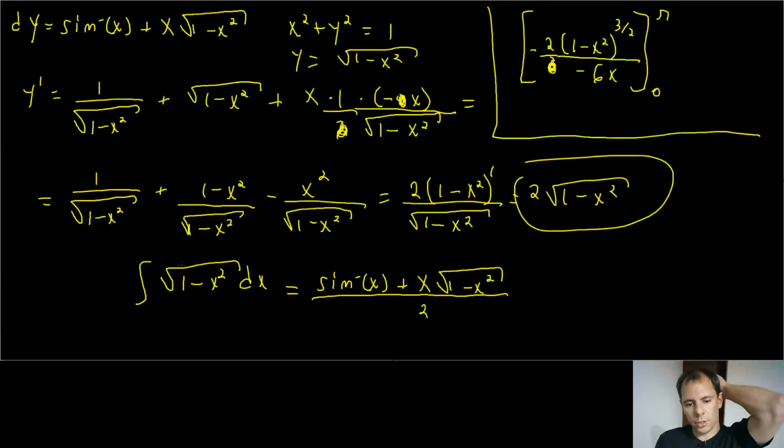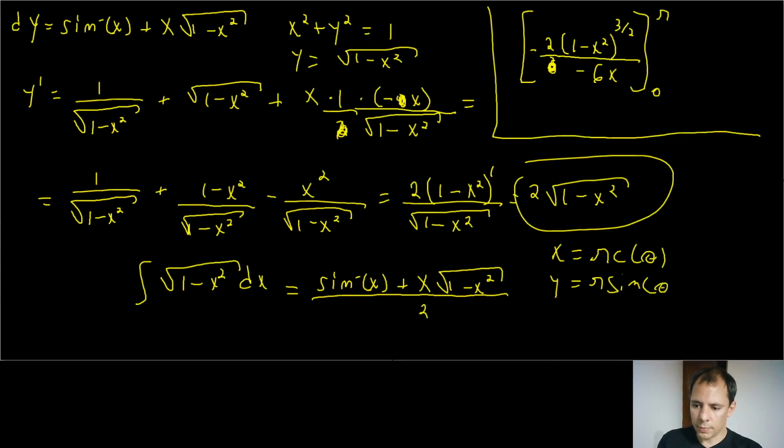Okay, so you know that the integral of this is going to be the inverse sine of x plus x times the square root of 1 minus x squared, divided by 2. But you don't have to memorize this formula because either way, all you've got to do is express it in terms of theta. You say that x equals r cosine of theta, right? And y equals r sine of theta. And then you do dx and dy. If you're integrating with respect to x, you're going to change the dx to d theta. And if you're integrating with respect to y, you're going to change the dy to d theta.